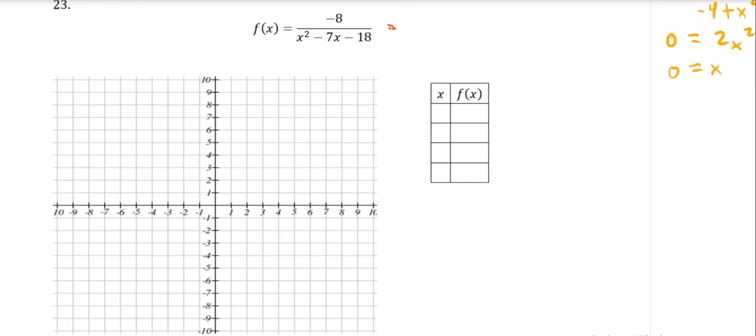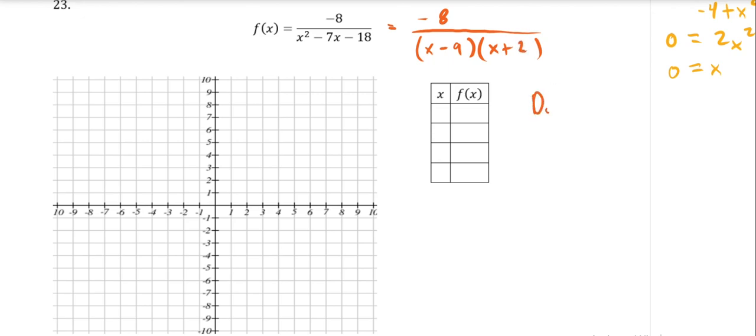To proceed with analyzing this next one, I would first factor the denominator. It's a good idea to just factor everything at the beginning of these so we can see where the zeros of the denominator are and if there's any corresponding factors up top. We want factors of 18 with a difference of 7, which are 9 and 2.